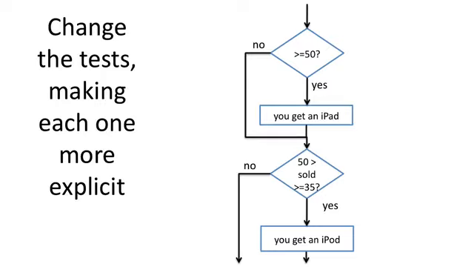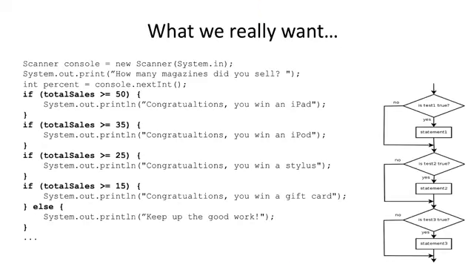We could change the conditions or tests to make them more explicit. For example, our second condition should be sold is less than 50 and greater than or equal to 35. But then a student who sold 72 magazines would still have to run through every condition, even though we knew after the first test that he or she would not pass any of the others. This type of coding would lead to an inefficient program, one that runs much slower, doing much more work than it needs to. What we really need is something more like this.